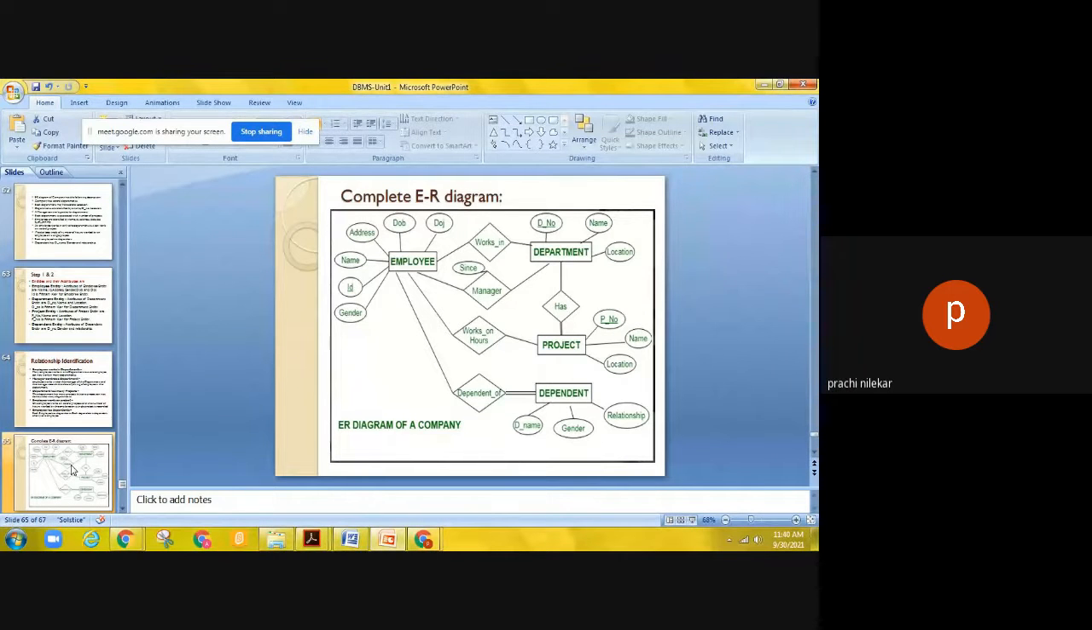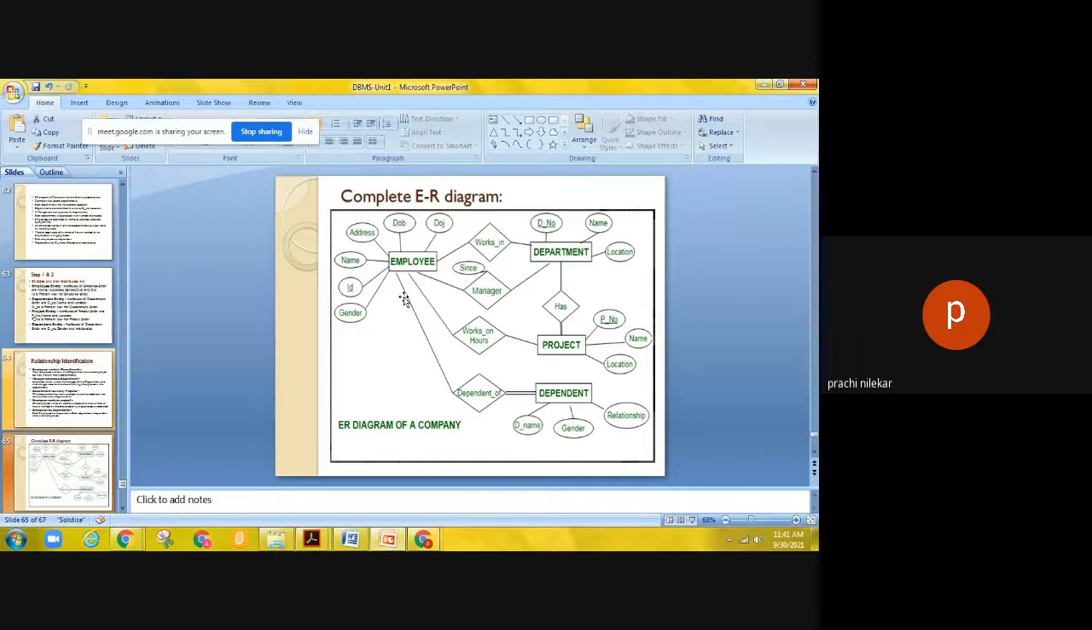Now, whatever we have discussed just now, the complete ER diagram for the company is represented in this way. Now, first one, draw the entities. Represent the entity by a rectangle, that is the employee, department, project, and dependent, which are shown in rectangular format.